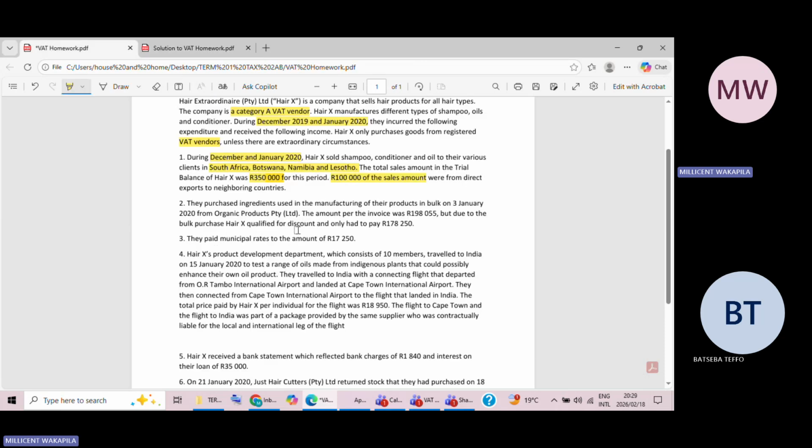Okay, so they purchase ingredients. Now we're doing the second transaction. They purchase the ingredients, used in the manufacturing of the product, on 3 Jan 2020, from Organic Products. The amount per invoice was 198.